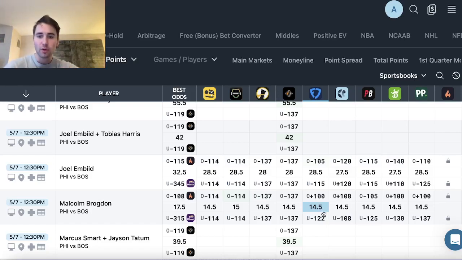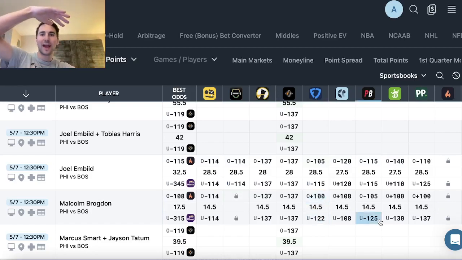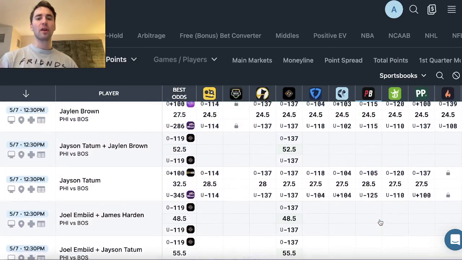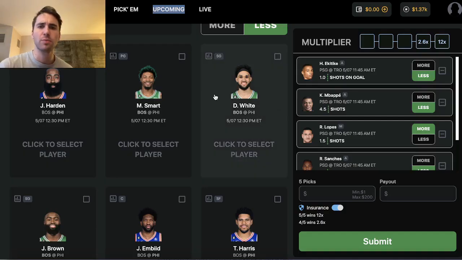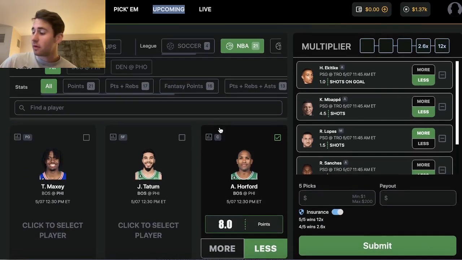FanDuel has the under 14.5. If you look at the market on FanDuel right here, they have the under favored. PointsBet has his under 14.5 points favored. So long story short, No House Advantage's line is too high once again, so we want to take the under. Those are the first plays I went with: Brogdon under 15 points, Nylander under 4 shots on goal, and Mitch Marner under 3.5 shots on goal, found on the screen.